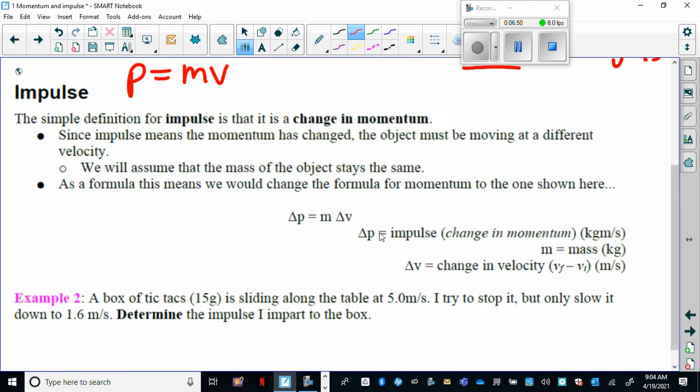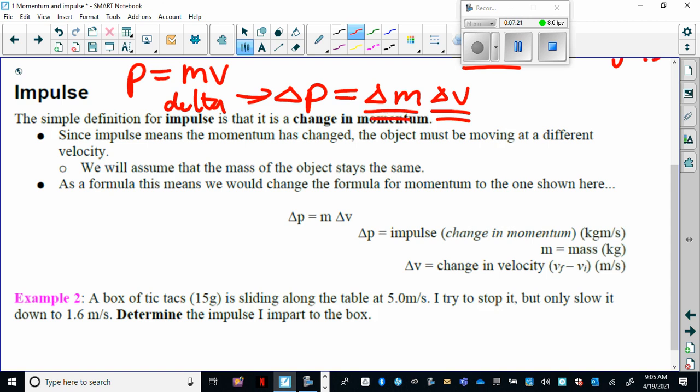Since impulse means momentum is changing, the object must be moving at a different velocity. So if you have a change in momentum, remember this is delta, and delta means change in. It could be a change in mass, a change in velocity, or one or the other. What is more likely in the physical world that we exist in? Definitely a change in velocity.